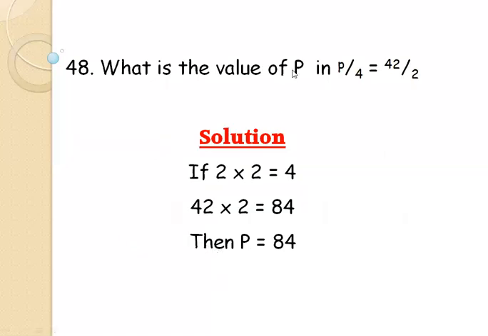48. What is the value of P in P over 4 equals 42 over 2? So let's compare. What do we think we have in common? What will I multiply by 2 to give me 4? I'll say 2 times 2 gives me 4. So I'll still say 42 times 2 will give me P. So if 2 times 2 is 4, then 42 times 2 is 84. That means my P is 84. Because there's a relationship between the two of them. Whatever you do to this to get this, you do it to this to get this too. So if 2 times 2 is 4, then 42 times 2 will be P. My P is 84. You get that?